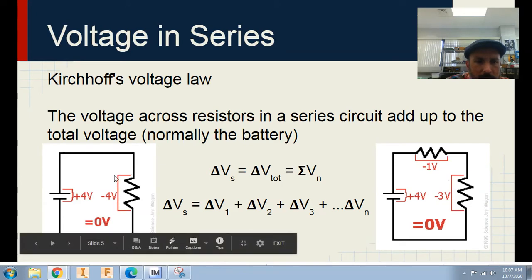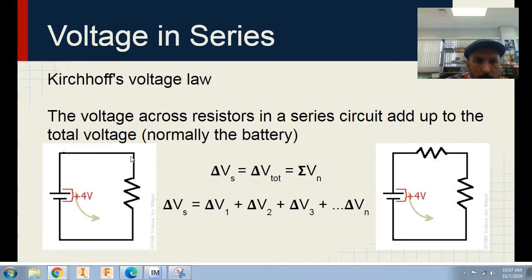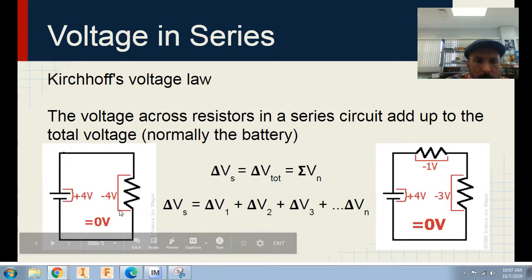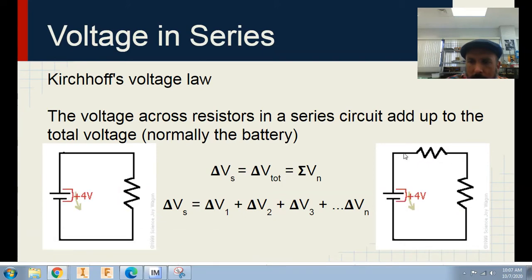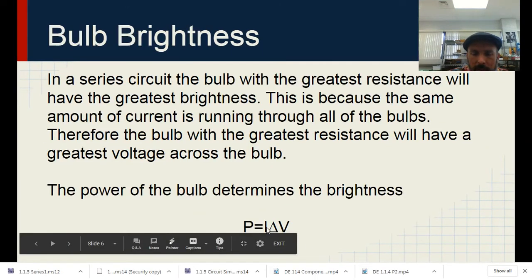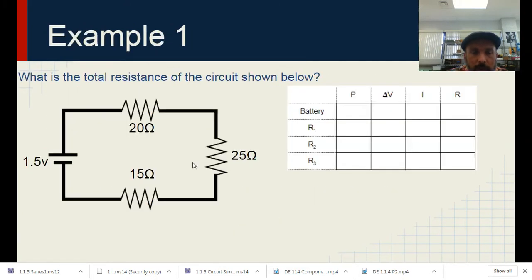Right here, the voltage drops from 4 to 0. Over here, it's 4, and then it drops 3. Now it's 1. Now it drops 1. Now it's 0. Power is the change in the voltage times the current.